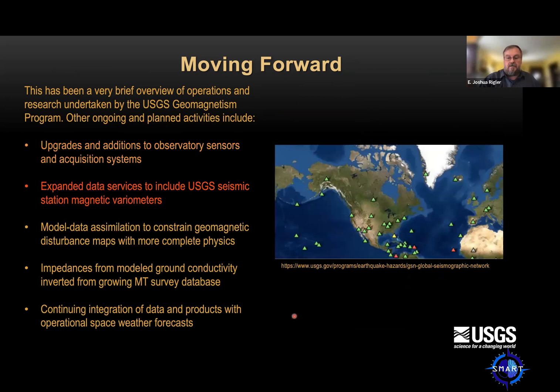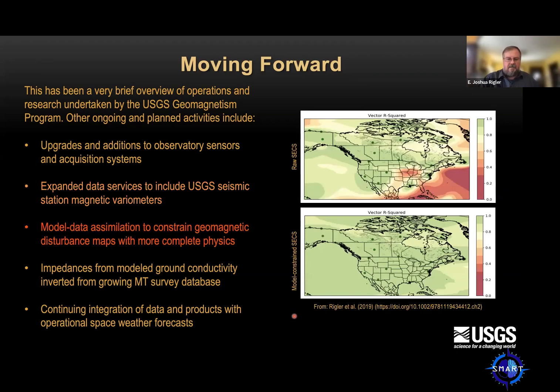We're expanding our data services to include magnetometers that are co-installed at the USGS seismic network, which is quite a bit larger than our magnetic observatory network. And so, we actually hope to fill in a lot of the gaps in our spatial distributions. Along those same lines, until we can really fill in those gaps, we can use research models to help constrain our interpolation.